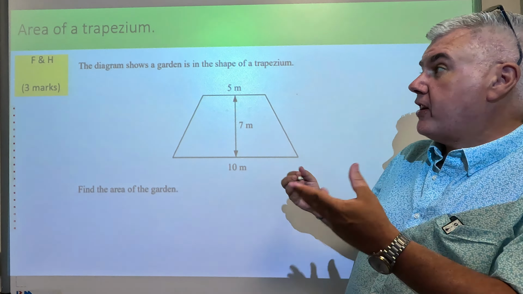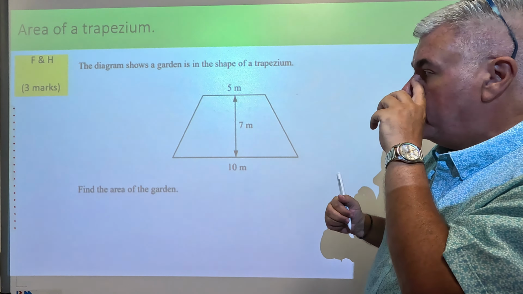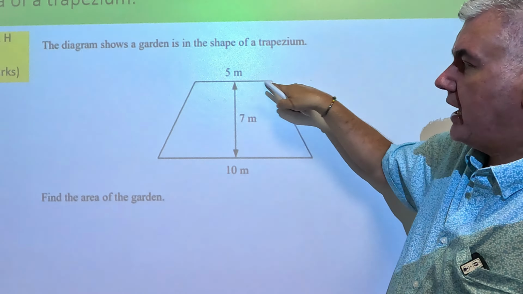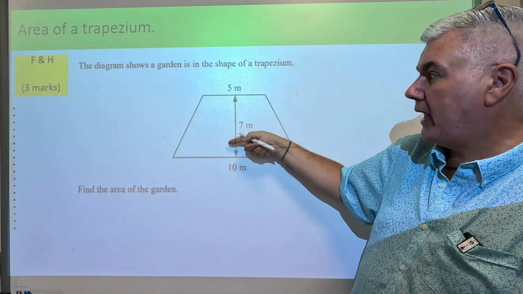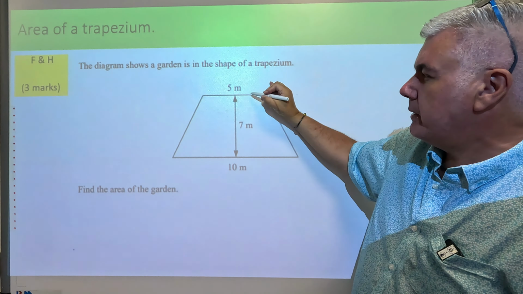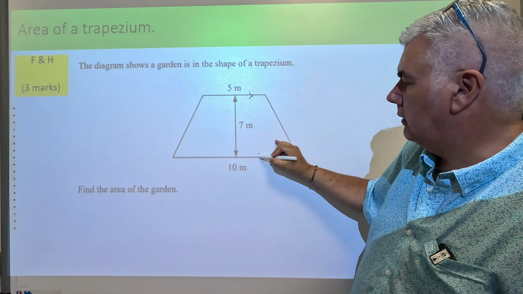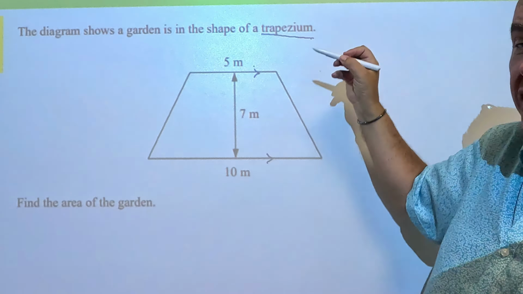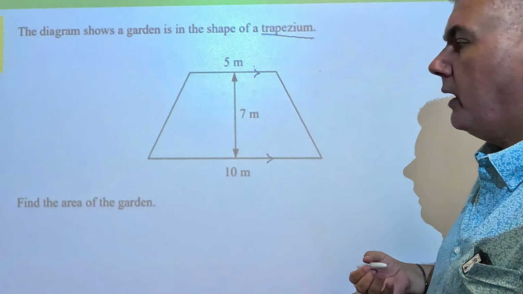Okay, so it's another area question today. This time it's a trapezium. A trapezium is a four-sided shape where two lines are parallel. Normally they'd mark on that they were parallel, but they didn't need to in this question because they told you straight away it was a trapezium.